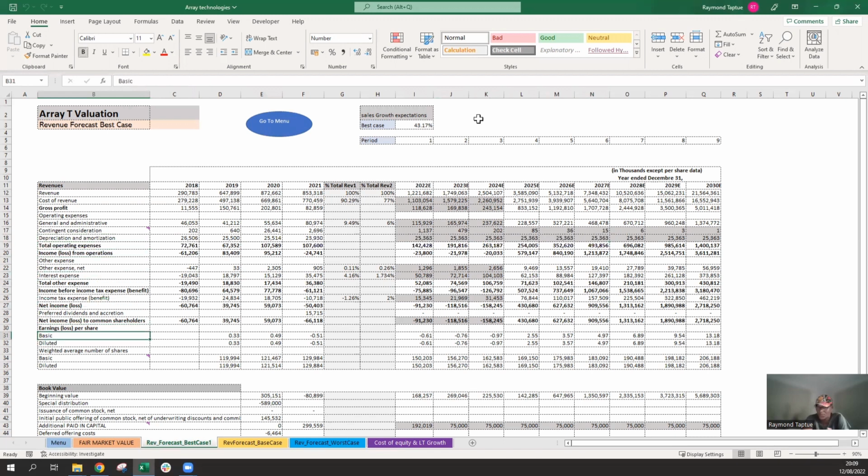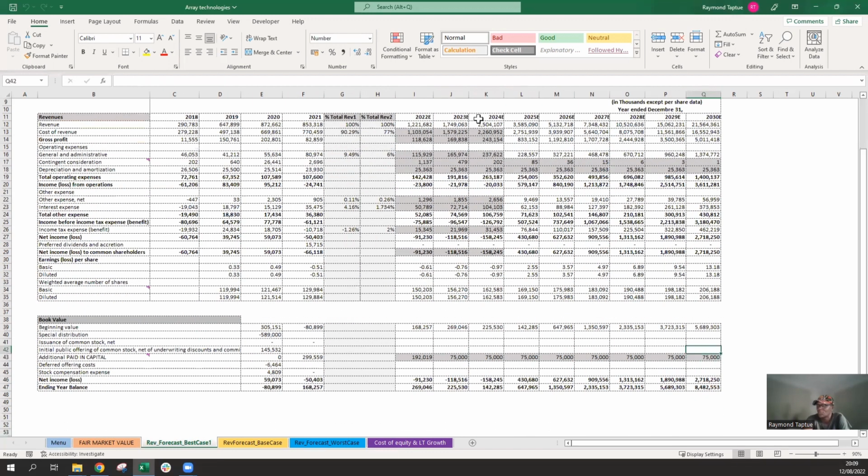When this is done, we have the remaining line of the income statement, and our income statement under the best case scenario says that the company will be in a position to generate about $13 per share in 2030. So now we move to the forecast of book value per share.